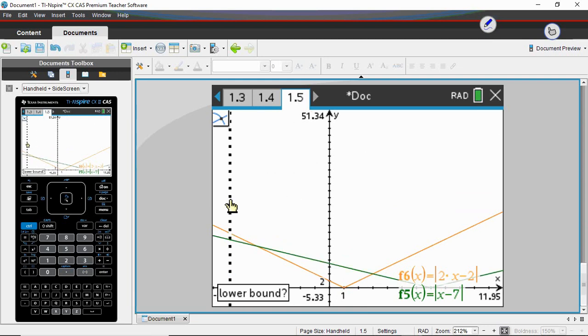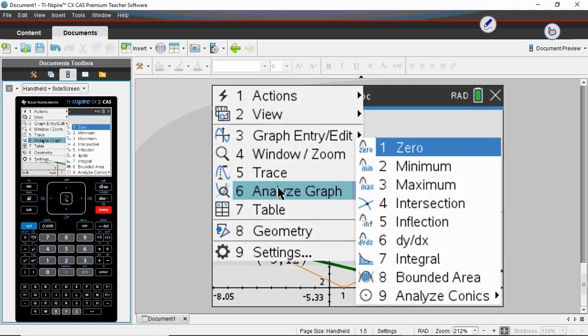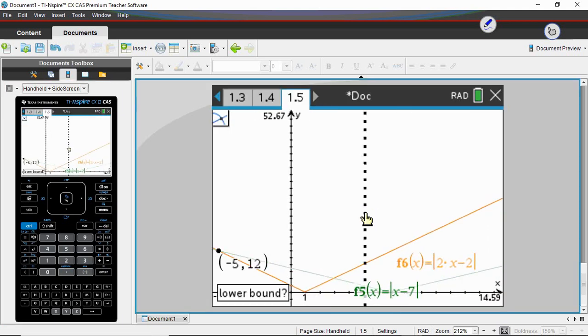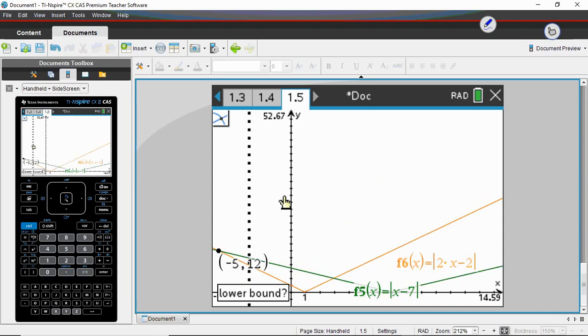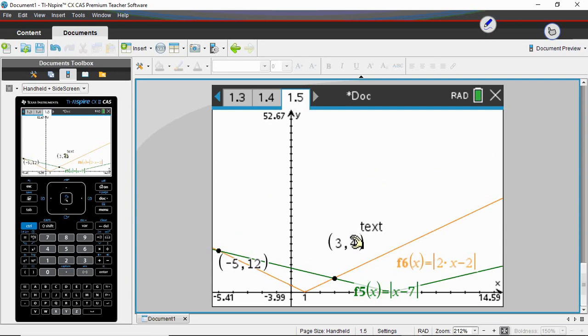lower bound. I'm going to go to the left of the first one. I'll press Enter, I'll scroll to the right, and as I do, it gives me the first intersection. So -5 is one answer. And then I'll press Menu, Analyze Graph, Intersection again. And now in this case, I don't know why that keeps happening, sorry. I don't want to move my boundary to the left of the first one. I only want it to be to the left of the second one. So I'll press Enter and I'll scroll to the right, and now I have my second solution.